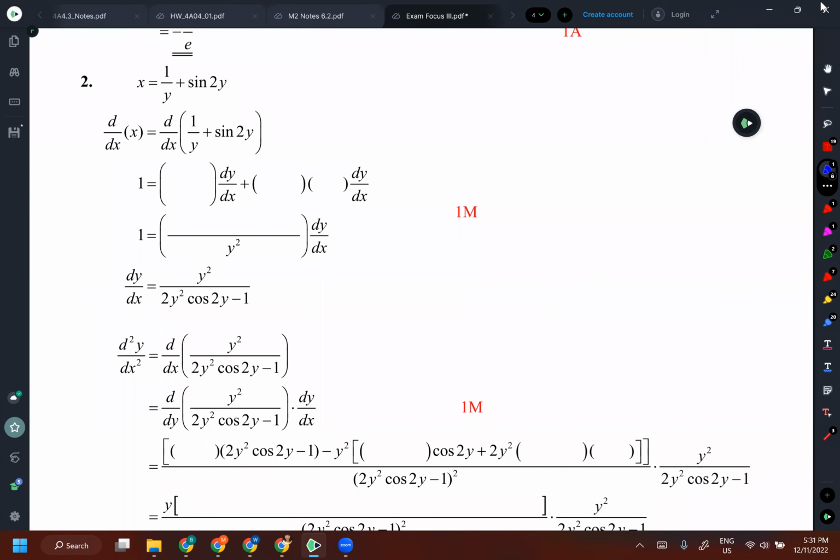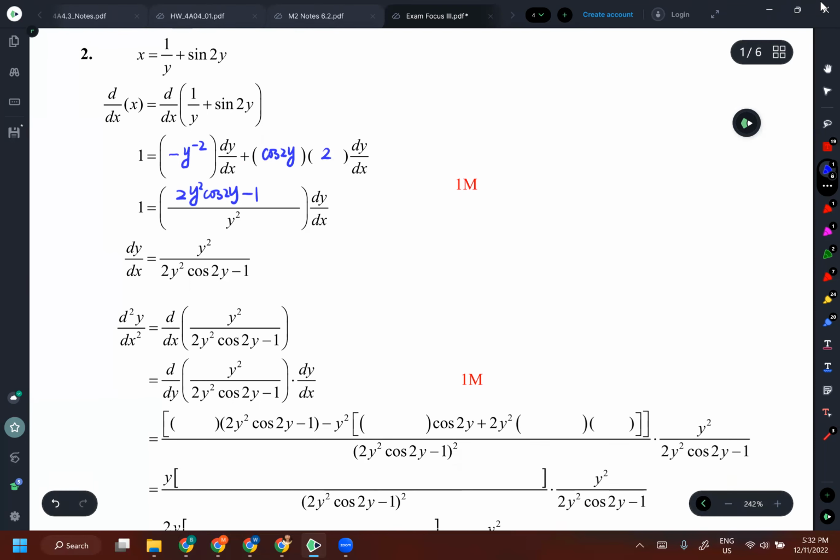Question 2. Find the derivative of this implicit function. The first step, d/dx on both sides. This is the function y, so I will do d/dy then dy/dx: negative y to the negative 2, and dy/dx. This again is d/dy and then dy/dx, cosine 2y times 2. And then you just simplify. This is 2y squared cosine 2y minus 1. Okay, and the answer is there, the first derivative.